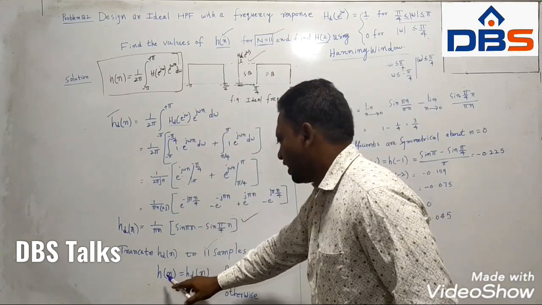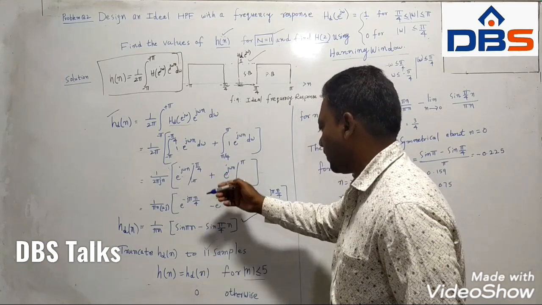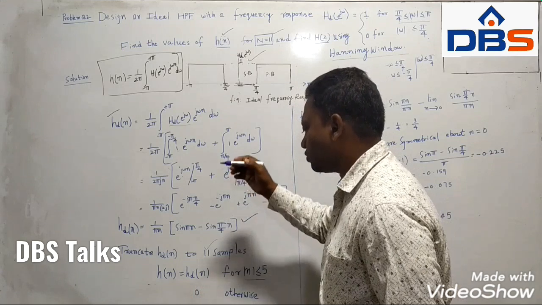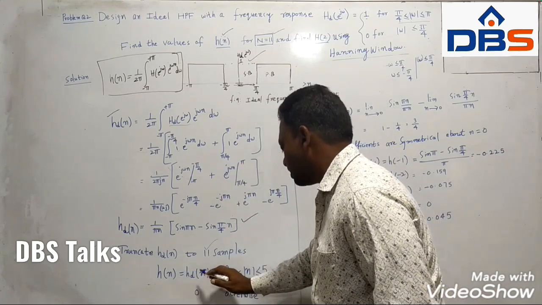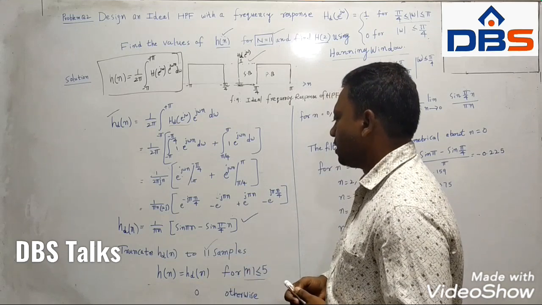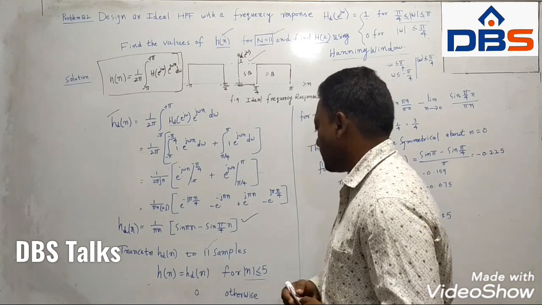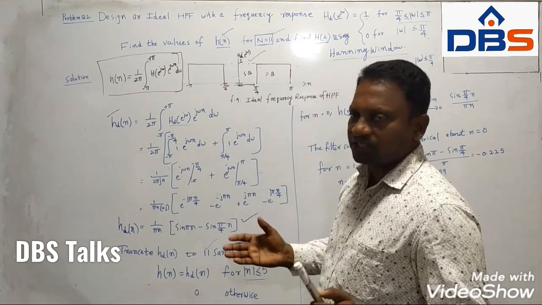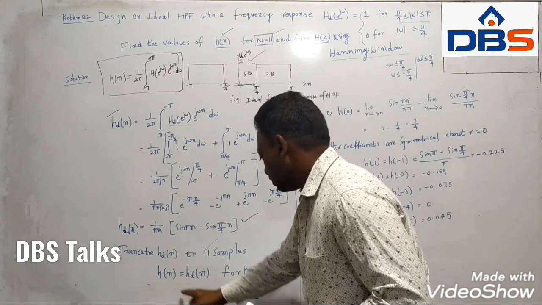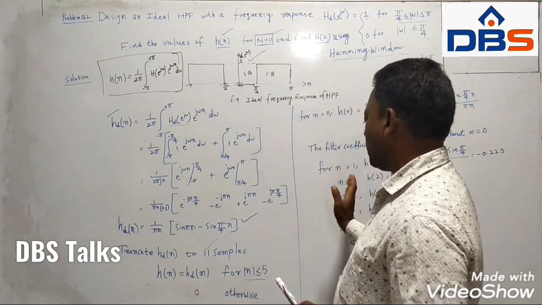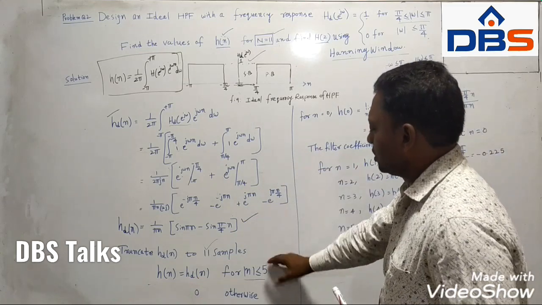So hd of n is defined for all values of n, but we have to truncate it to N equal to 11. That is why h of n is the truncated version of the desired impulse response, and the truncation limits are from -5 to +5, and 0 above 5 and below -5. Like that we have to find out.